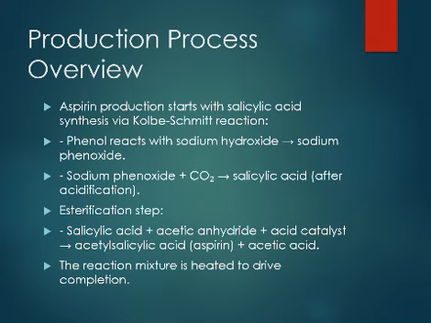For the production process of aspirin, aspirin production starts with salicylic acid synthesis via the Kolbe-Schmitt reaction. Phenol is treated with sodium hydroxide to form sodium phenoxide. The sodium phenoxide is heated with carbon dioxide under pressure to form the salicylic acid.